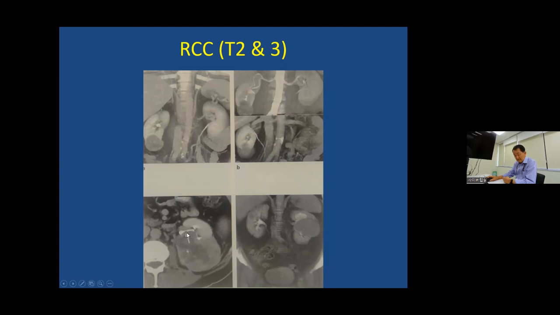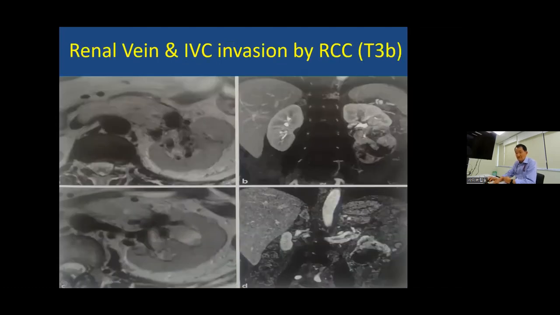It's compressing the renal pelvis, but no hydronephrosis with this size of mass, because it's arising from renal parenchymal tissue. On the other hand, the urothelial tumor arises from the epithelial wall of the urinary tract. So it's compressing, obstructing the urinary tract, and that will make a hydronephrosis.